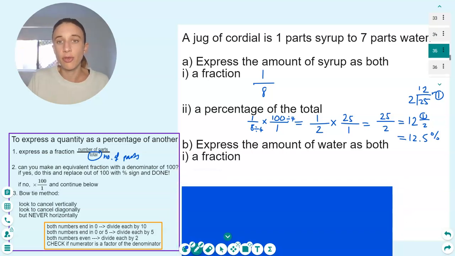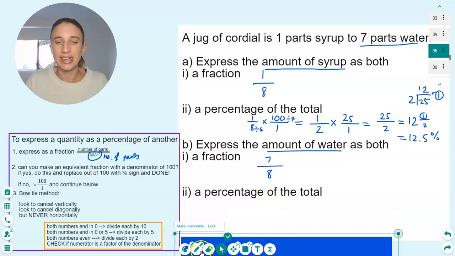Okay. Express the amount of water as both a fraction. So before they asked us for the amount of syrup, now we're asked for the amount of water. So the amount of water as both a fraction, let's do it. So we've got 7 parts water. So that's got to go on the numerator over our total, which is 8. So that's it. The fraction of water is done.